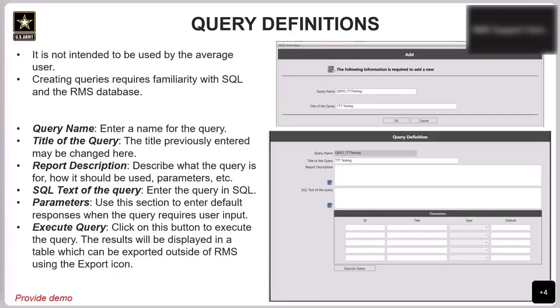Okay, so here's a quick breakdown of the screen you'll see when editing or adding a query definition. So we've got the query name. When you enter that, it will not be editable after that, and we'll go through this as well. But we've got the query name, the title of the query. It's going to show in the add window as well as in the definition window. It can be edited later if you'd like. The report description, the SQL text of the actual query, any parameter information you can enter at the bottom there. And then finally the execute query button, which is going to run your query and pull up your results.